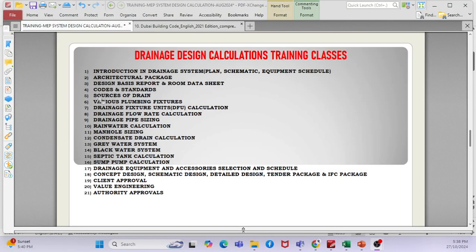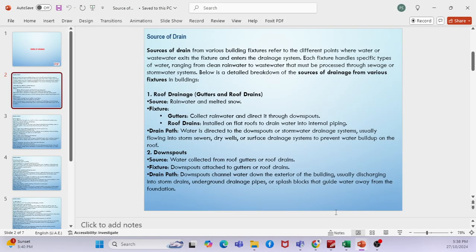In this chapter, we will talk about source of drain, right? I have made one lecture. If you go through this lecture, you will find the source of drain here. The source of drain from various building fixtures refers to the different points where water or wastewater exit the fixture and enter the drainage system. So whatever comes from the fixture, all the wastewater will be entering into the drainage system.